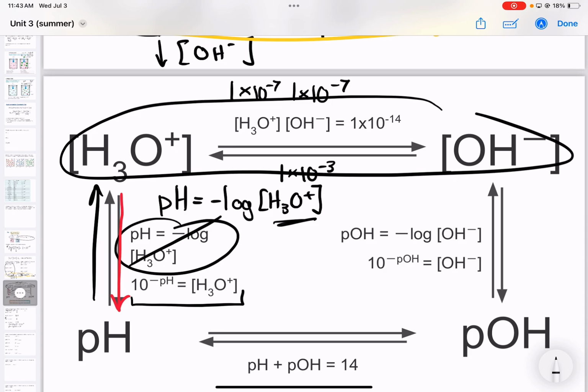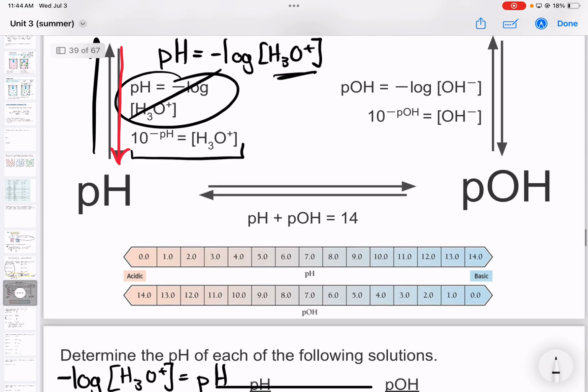Okay, so the last thing, we talked about this one. Now the last thing is OH minus and POH. It's identical to H3O plus. It's just OH minus. So negative log of the OH gives you POH, and 10 to the negative POH will give you the OH minus. And the POH scale is exactly opposite of the pH scale. You'll never hear people in everyday conversation talking about POH. We always talk about things in terms of pH.